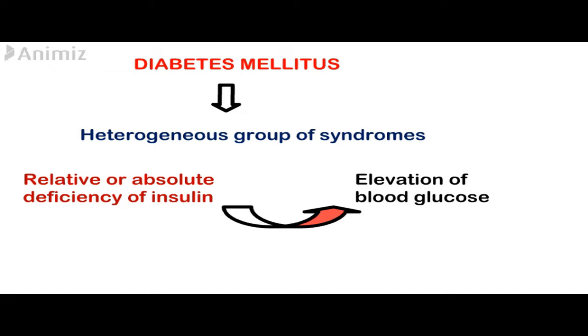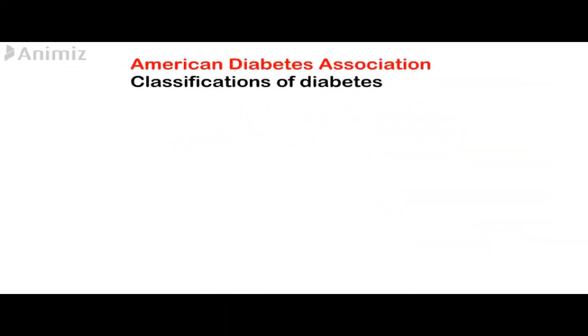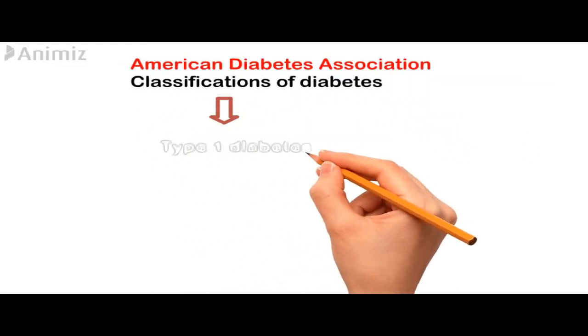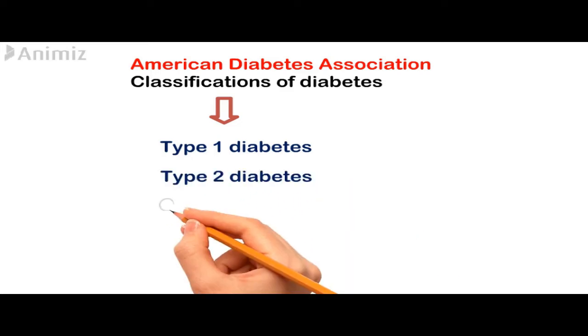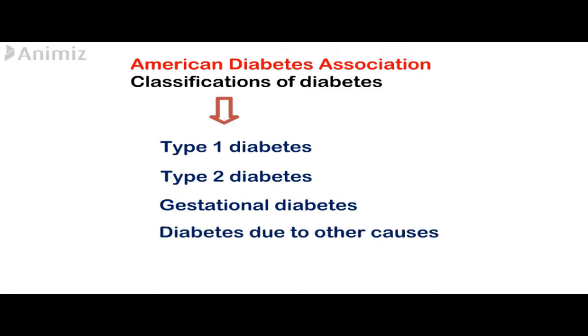Insulin is a polypeptide hormone secreted from the pancreatic beta cells, and this hormone plays an important role in regulating the metabolic activities of the body, particularly the homeostasis of blood glucose. The American Diabetes Association classifies diabetes into 4 types. Type 1 diabetes, which is formerly known as insulin-dependent diabetes, Type 2 diabetes, which was known as non-insulin dependent diabetes, gestational diabetes, and the diabetes due to other causes like genetic defects or medications.